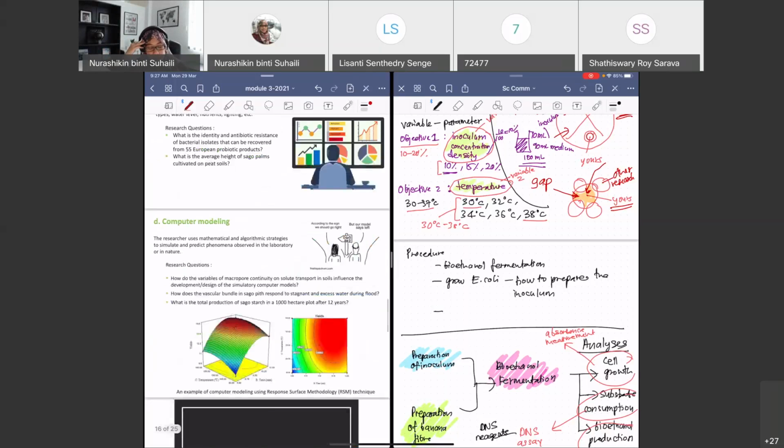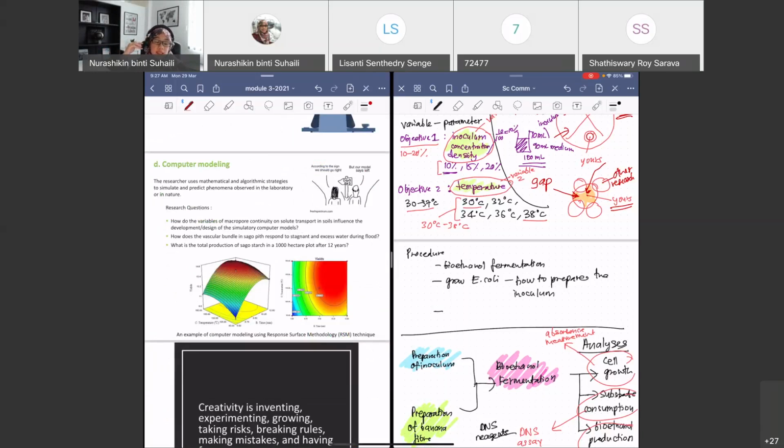Okay, and then the last type of research is computer modeling. This one is something to do with the computational works. Some of the scientific works are not based on the works in the lab solely. Maybe they have some works in the lab, but they use the data from the lab to model or to predict. This is what we call modeling. Modeling is when you use whatever the data and you predict what happened to it.